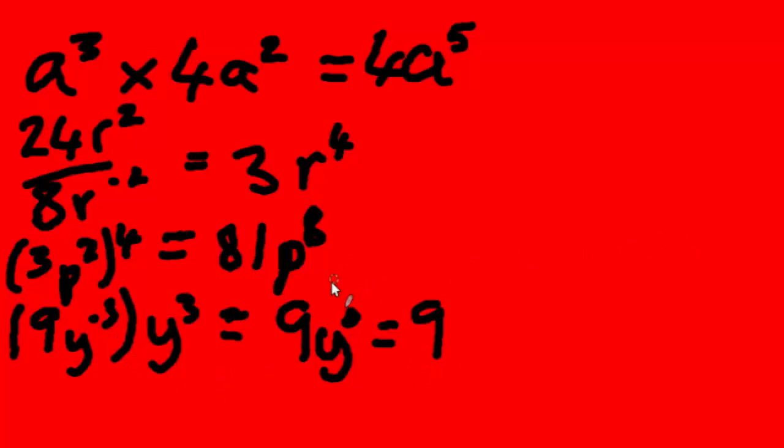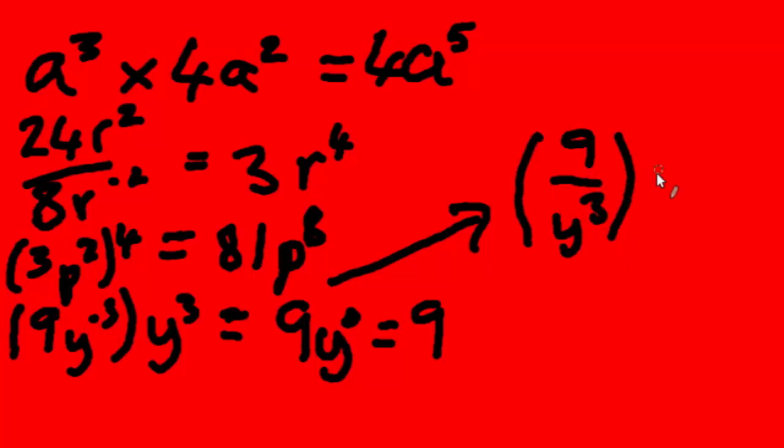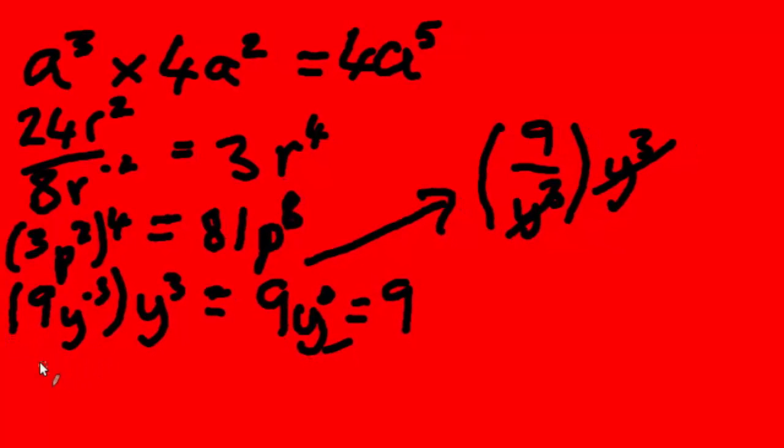If I can just quickly show you over here, this is really 9 over y cubed in the brackets multiplied by y cubed. Clearly they are going to cancel, leaving just 9. So yeah, there's a lot of different ways you can look at that one to demonstrate the answer.